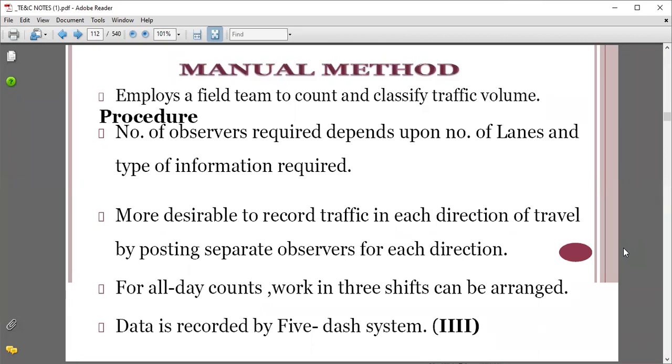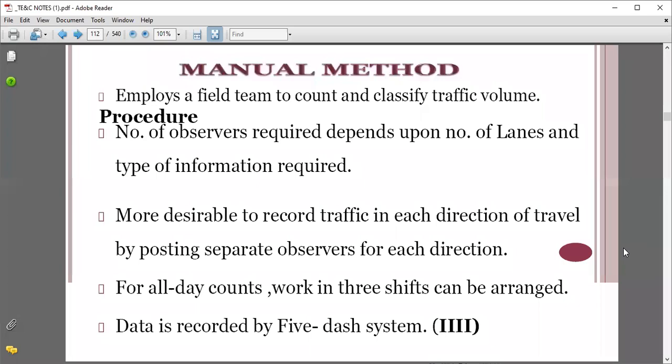There are a number of observers: 1, 2, 3, 4 observers. It means how many lanes are there: lane 1, 2, 3, 4. So that many persons are required to count the vehicles which are moving on the road. For that purpose, we require the information.